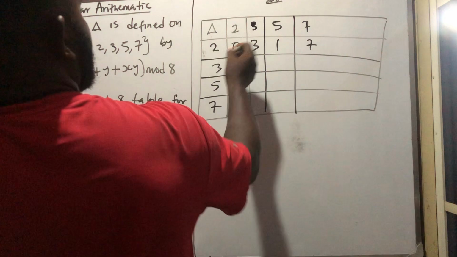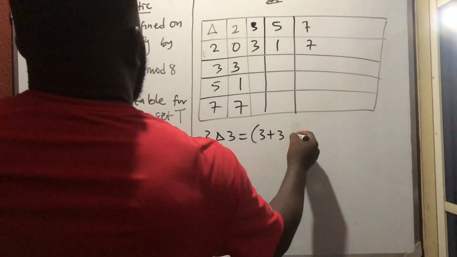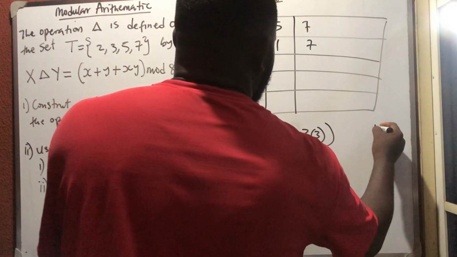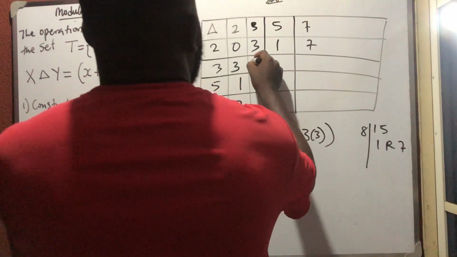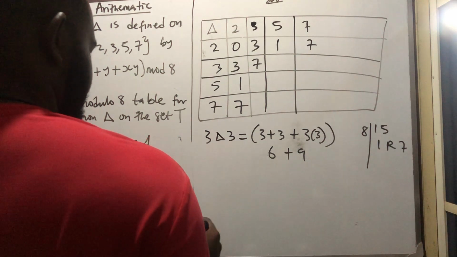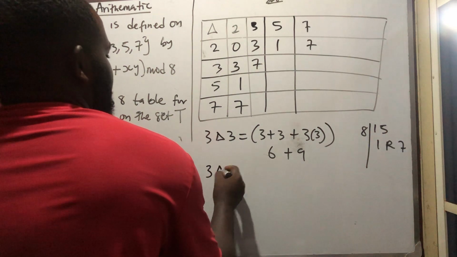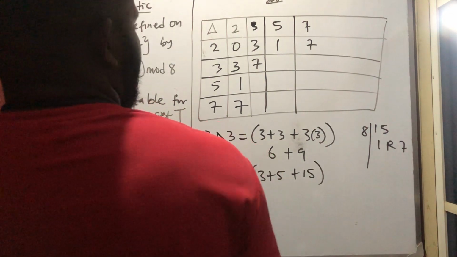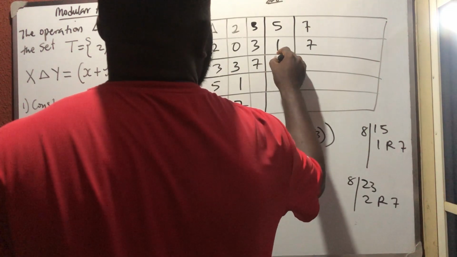So 3 operates on 3, which is what? 3 plus 3, then plus 3 times 3. Okay? 3 plus 3 is 6. 3 times 3 is 9, which is giving me 15. Right? 15. Then 8 into 15 is what? 1 remainder 7. So here is 7. Okay? So the next one is 3 operates on 5. 3 operates on 5 is giving me 3 plus 5 plus 3 times 5, 15. So what do you have? 23. I'm having 23 divided by 8, which will give me 2 remainder 7 again. So I'm having 7 here.